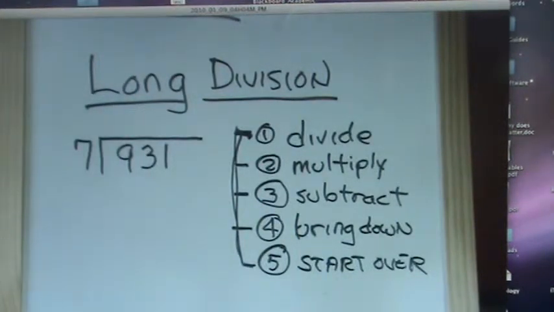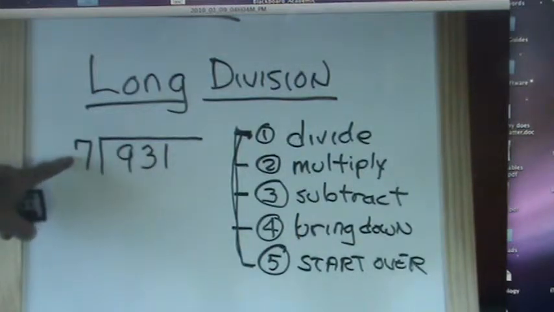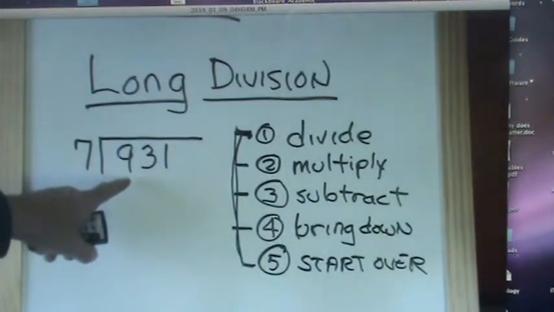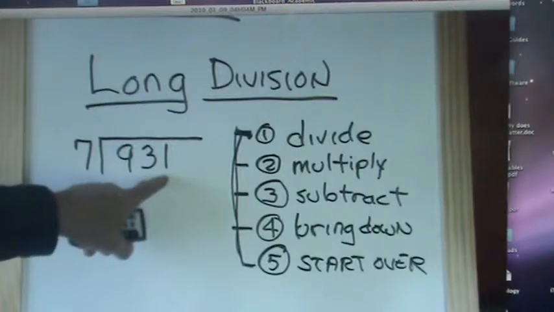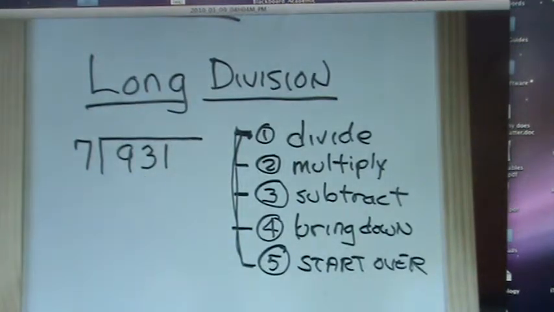Okay, here's our problem. 7 divided into 931. By the way, if I were you, I would take a pencil and paper, and I would work this problem as I'm working it, so you get practice in just going through the steps. Okay, so we know our first step.